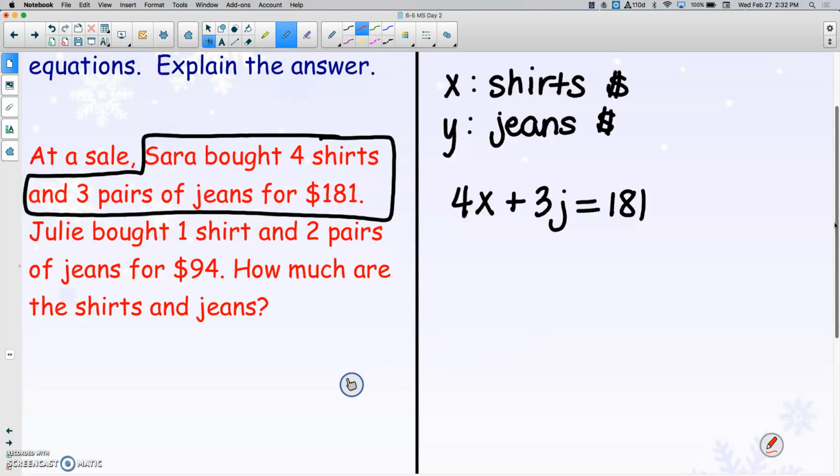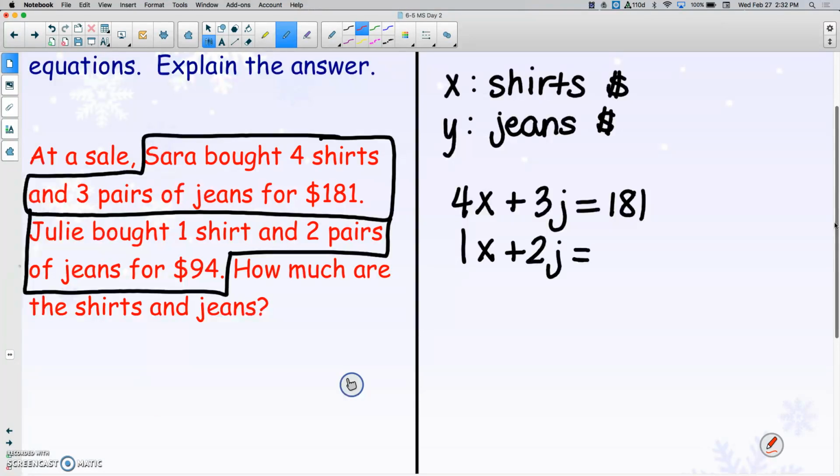Then our second equation is going to be for Julie. So Julie got 1 shirt and 2 pair of jeans, and hers was, and then I went and wrote a J. Okay, sorry. So 1 shirt, so 1X plus 2 pair of jeans, so 2Y equals $94. All right, so 1 equation for each purchase.